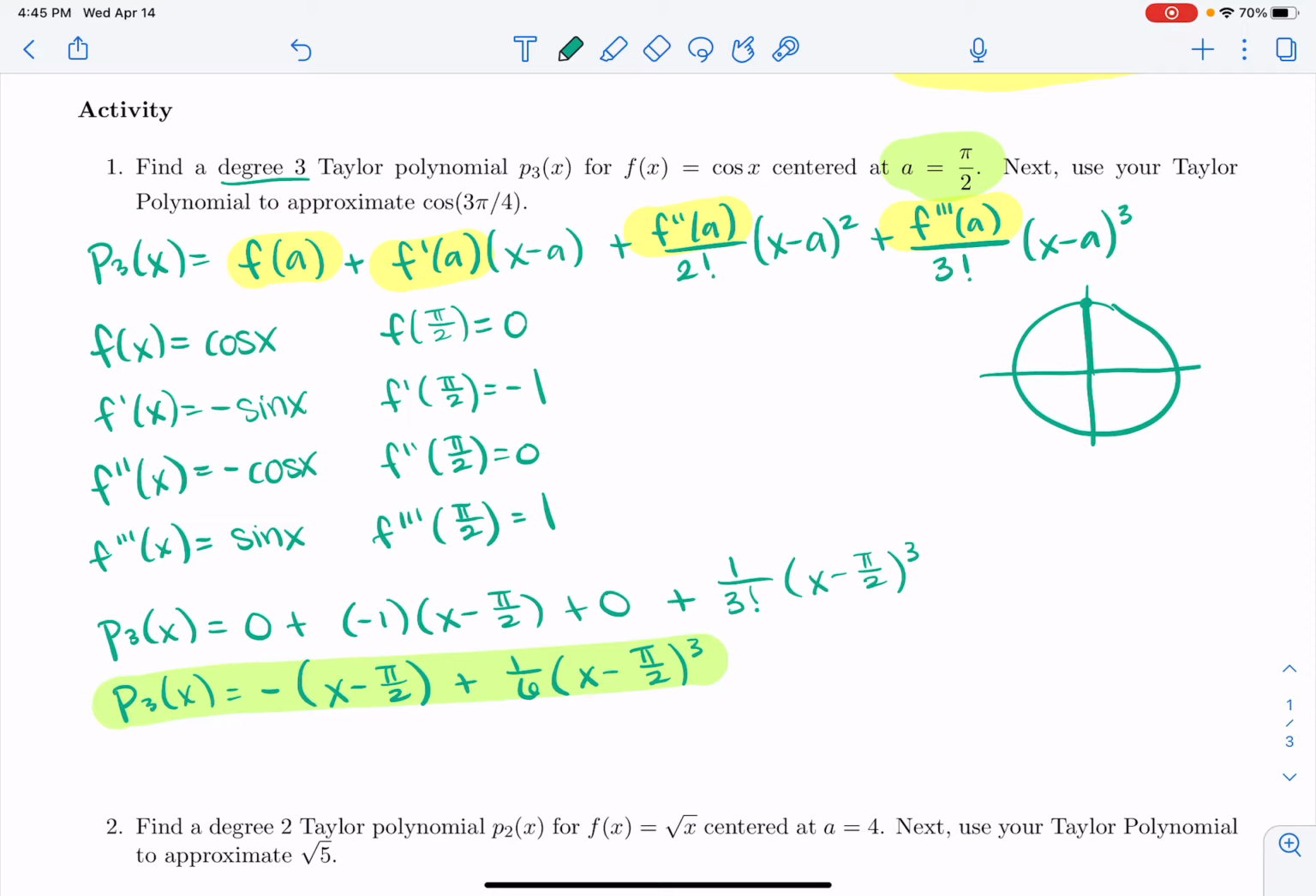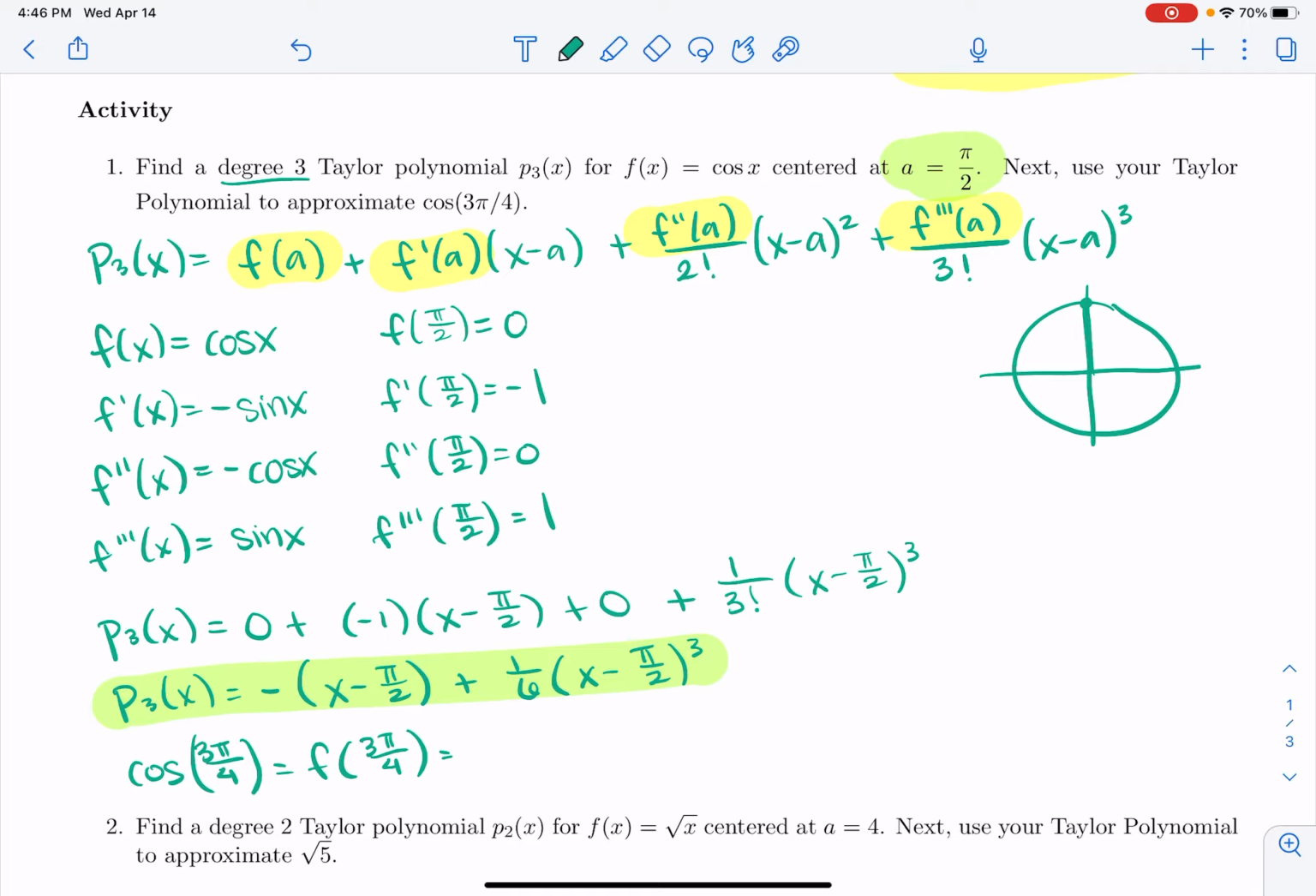Next, we want to use that to approximate cosine of 3 pi over 4. Cosine of 3 pi over 4, let's see, that would be equal to f of 3 pi over 4, since f is cosine.